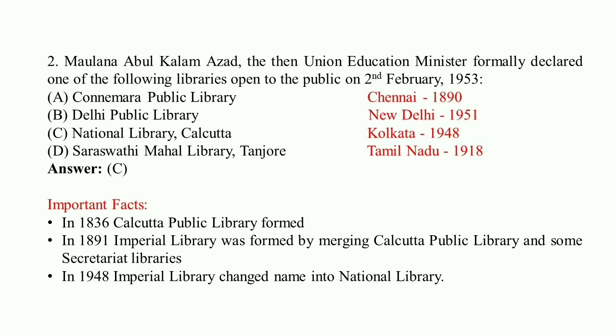The next one: Maulana Abul Kalam Azad, the then Union Education Minister, formally declared one of the following libraries open to the public on 2nd February 1953. A. Connemara Public Library, B. Delhi Public Library, C. National Library Calcutta, D. Saraswathi Mahal Library Tanjore.